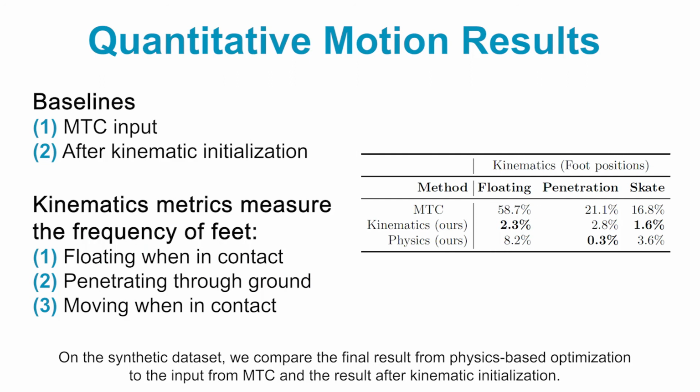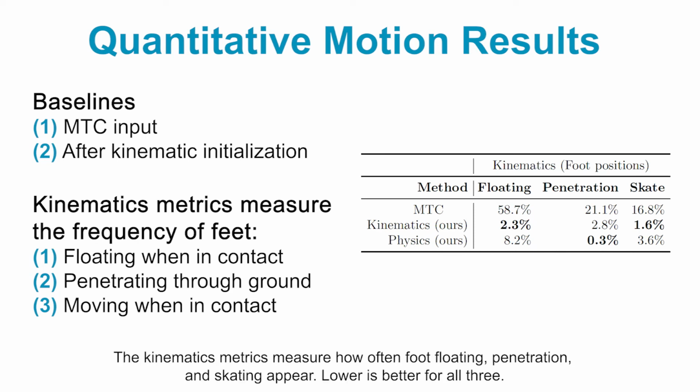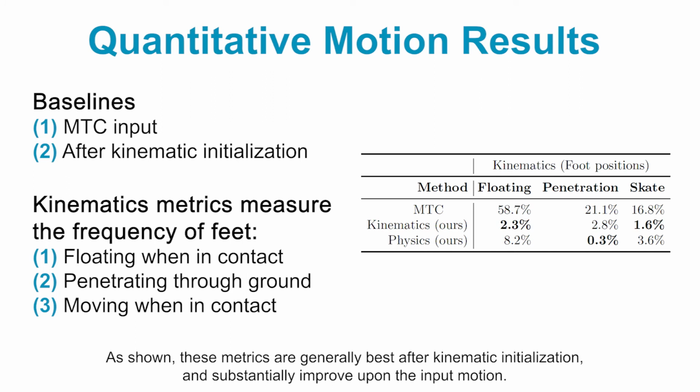On the synthetic dataset, we compare the final result from physics-based optimization to the input from MTC and the result after kinematic initialization. The kinematics metrics measure how often foot floating, penetration, and skating appear. Lower is better for all three. As shown, these metrics are generally best after kinematic initialization and substantially improve upon the input motion.